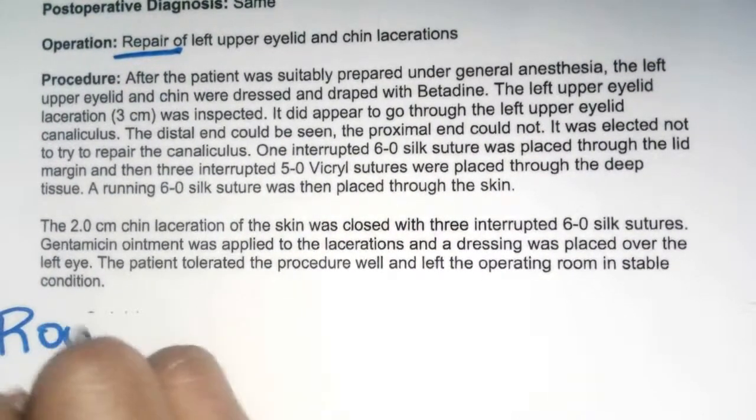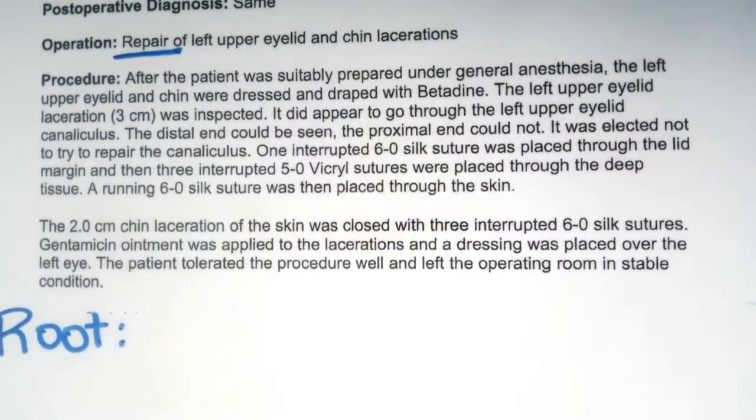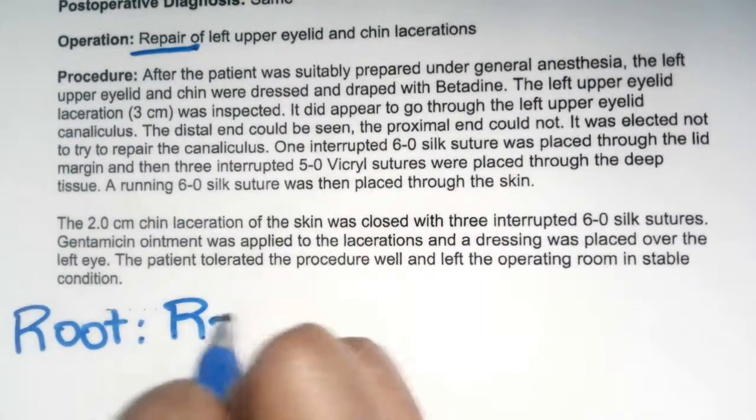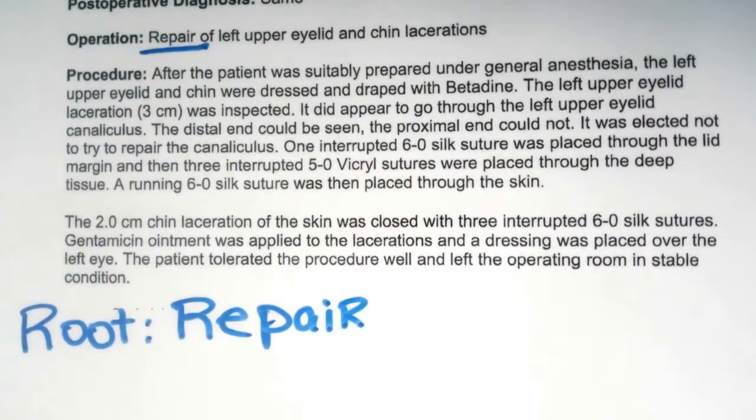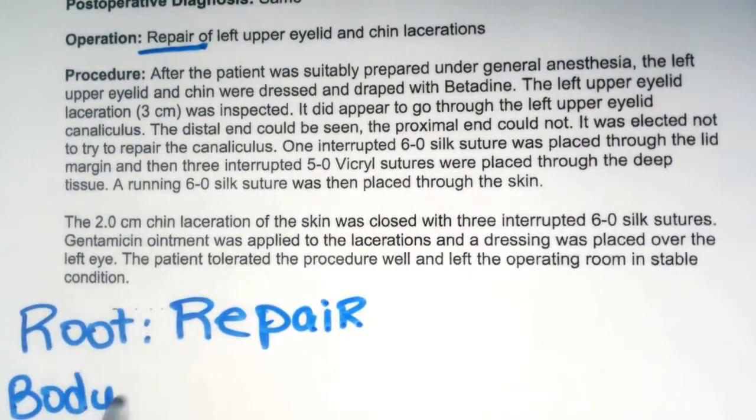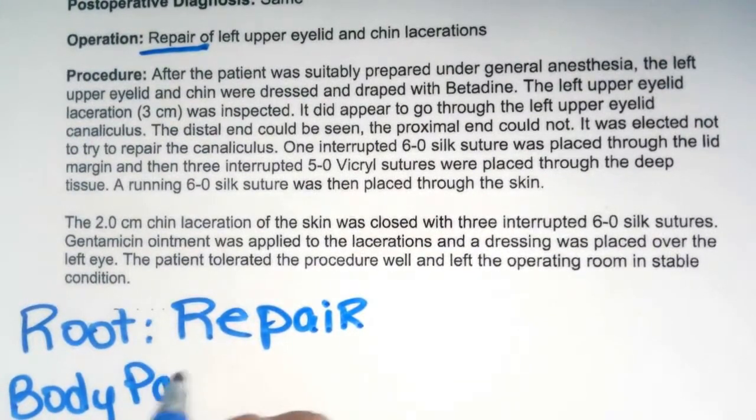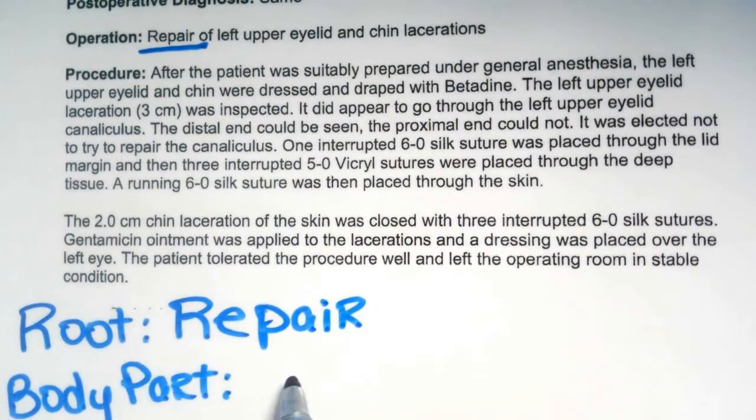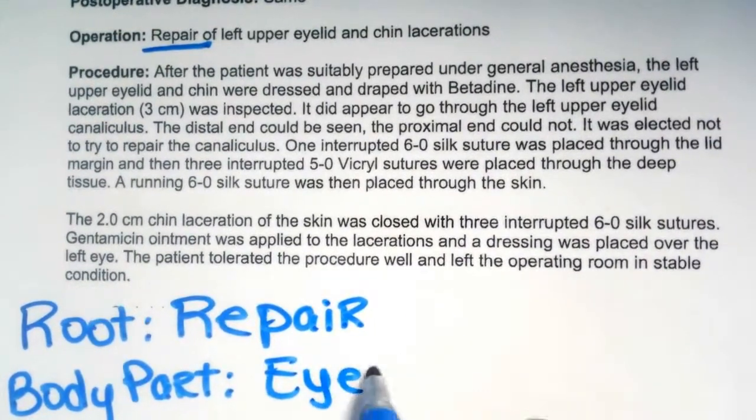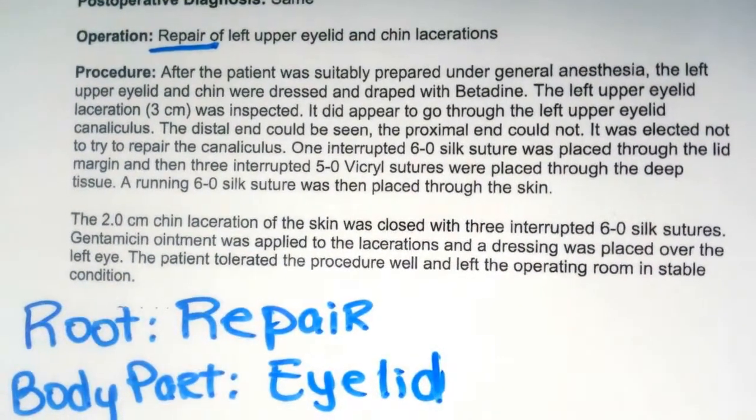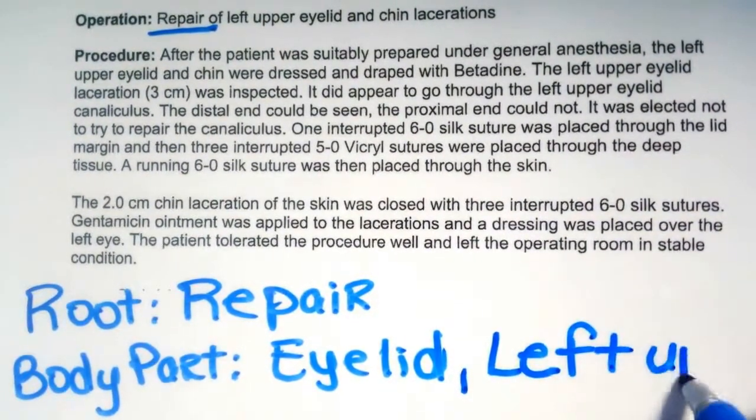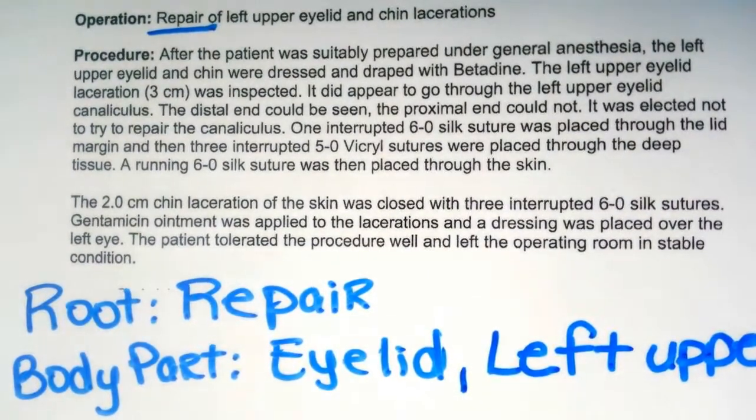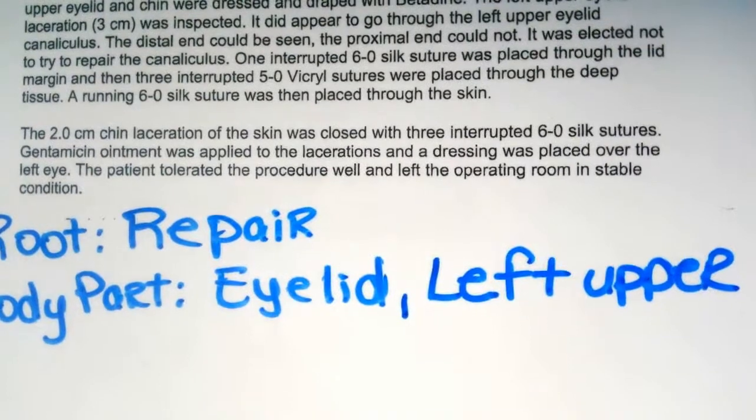So we know we have to come up with our root operation. And in this particular case, the root operation is going to be repair. As you know, once we pull out our index, we are going to have to come up with the body part. And guys, we know that this was definitely the eyelid, and specifically we know that it was the left upper portion of the eyelid. So then I'm going to continue.